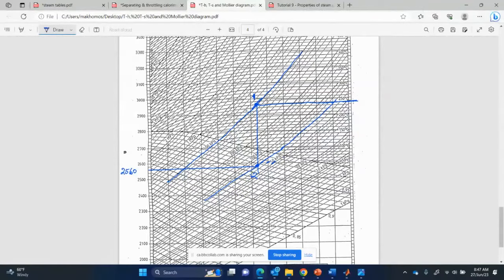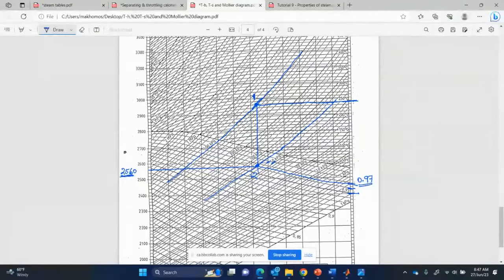And then dryness fraction, we follow that line. So this is 0.5, this is 0.95, 0.96, and 0.97. So X is 0.97. So there are two properties that we can find: the first is enthalpy, 2650, and the second is dryness fraction, which is 0.97.